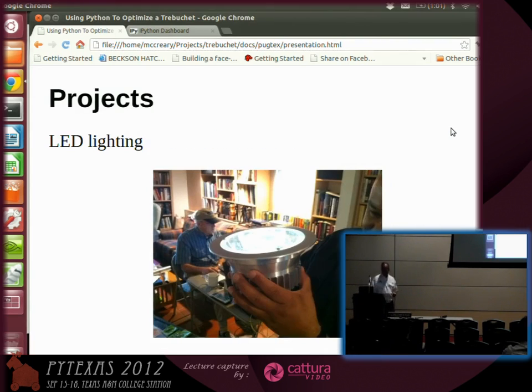LED lighting. This is a LED fixture that I designed, a prototype made out of machined aluminum. It's a max of 4 watts. That produces the equivalent of about 180 watts of an equivalent incandescent. That guy in the background also is the fellow that invented the optical mouse.